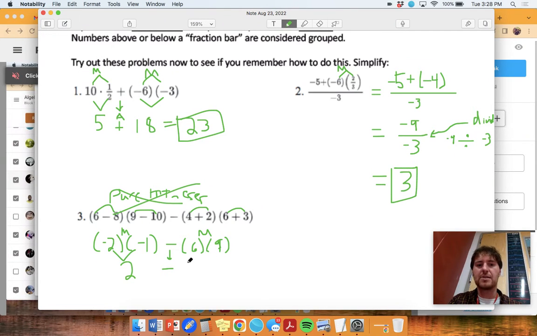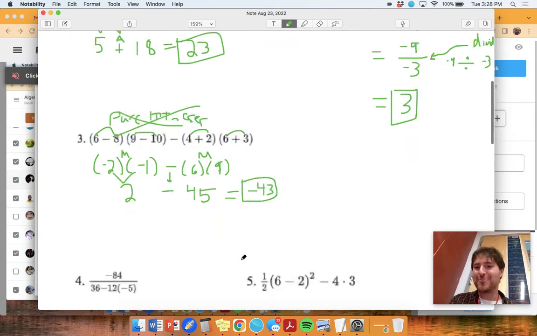So 6 times 9 is 45. And now with the use of a calculator or with some mental math here, starting at 2, I'm going to go 45 below 2. Okay, well, I know that 0 is 2 below 2, so I got 43 left. So it's going to be -43 is going to be my answer here. Hopefully I'm right again too.